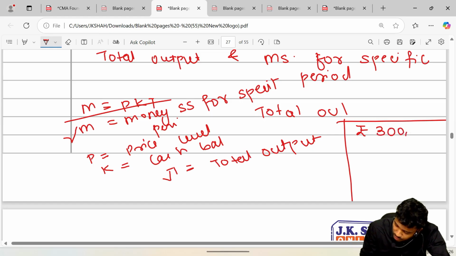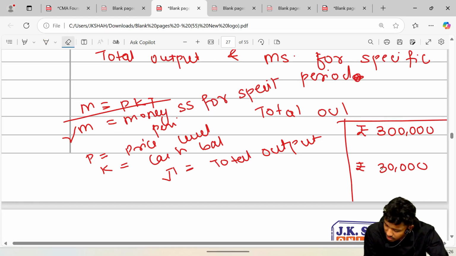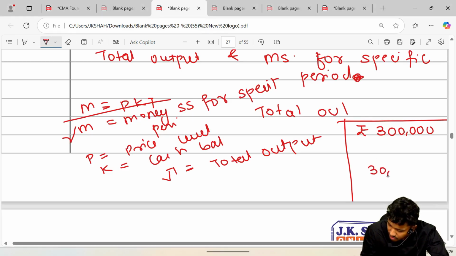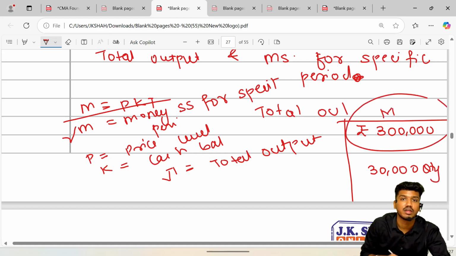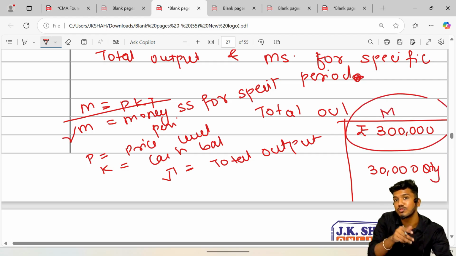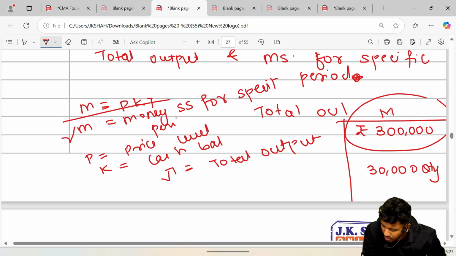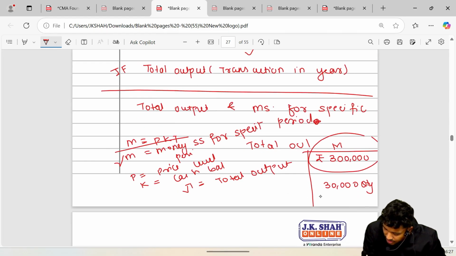So basically I got a money supply of, for example, 3 lakh rupees, and the output sold was 30,000 quantity. If I say money supply for that period, it is not the total money supply for that period. It also includes the money value of the previous period. Sir, how did you determine that? I'll tell you. Because in this year, 30,000 quantity was being sold.